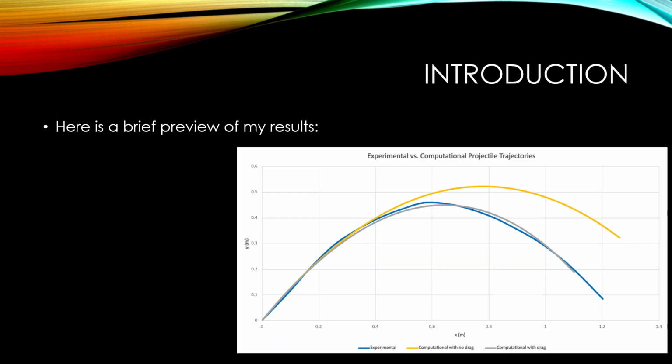Here's a brief preview of my results. The orange trajectory is the computational model that didn't account for drag. The blue line is the experimental trajectory, and the gray line is the computational model that did account for drag.